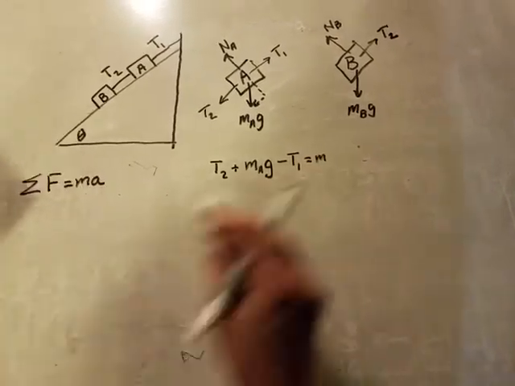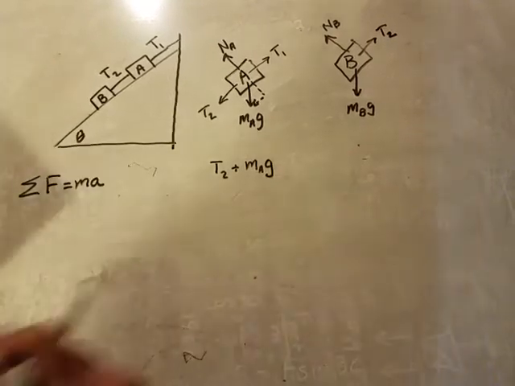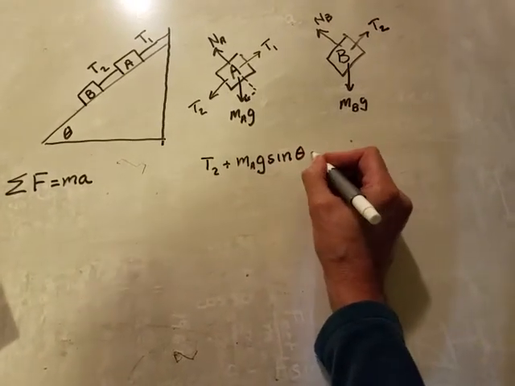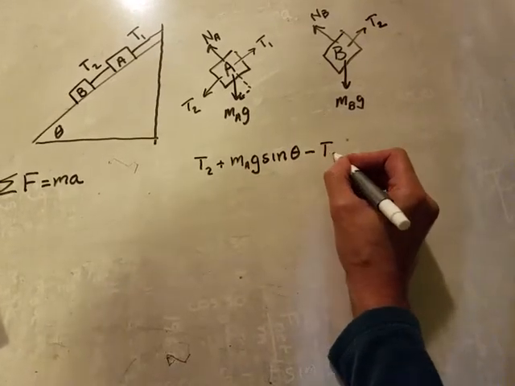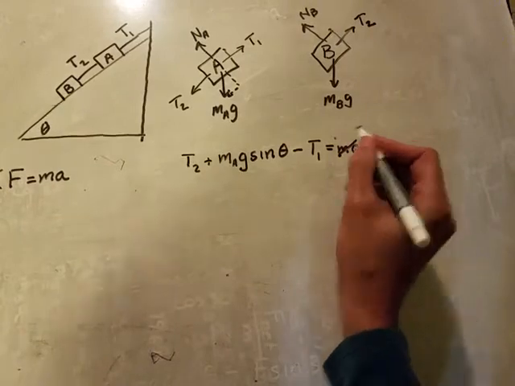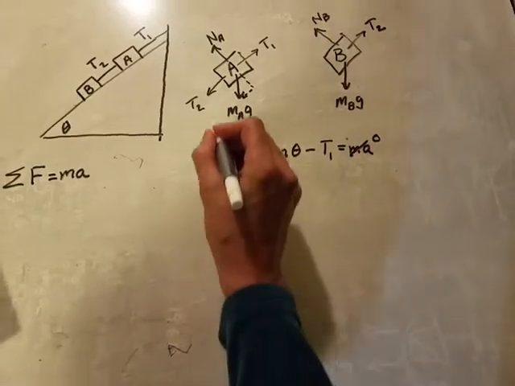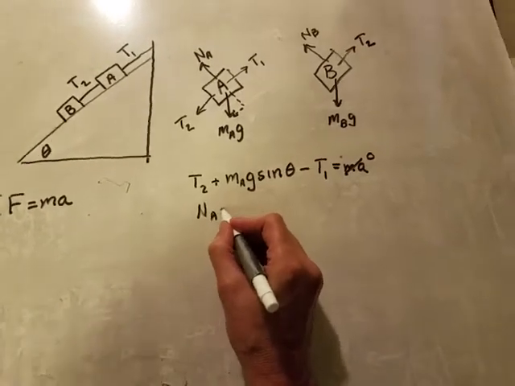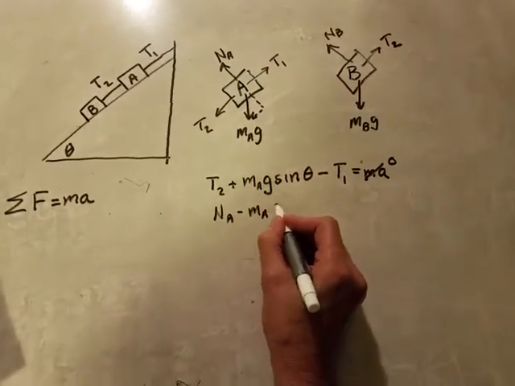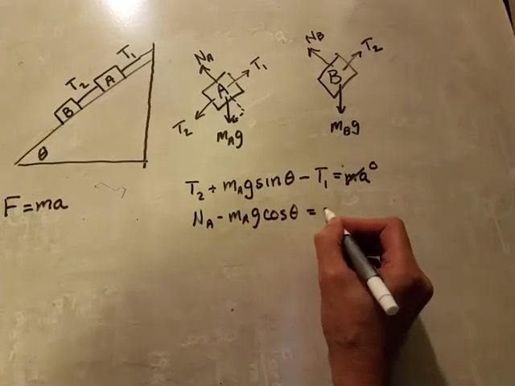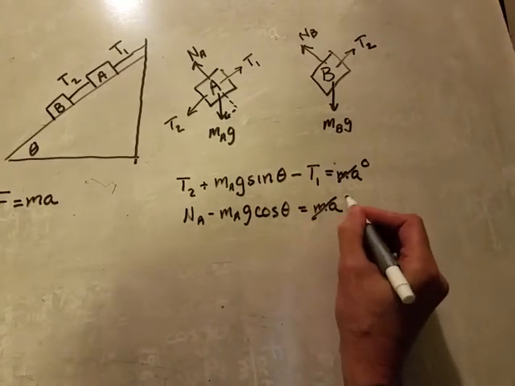Oh shoot, I left off the sine theta part. And the MA will be 0 because it's not moving. Then in the perpendicular direction, I have the normal force minus MAG cosine theta is equal to MA, and that will be also equal to 0.